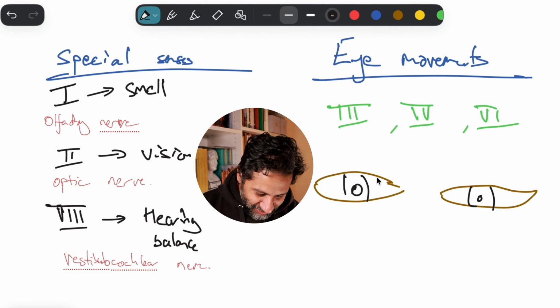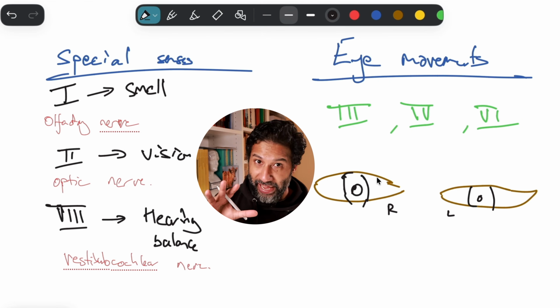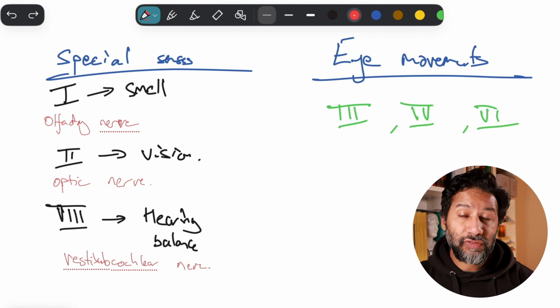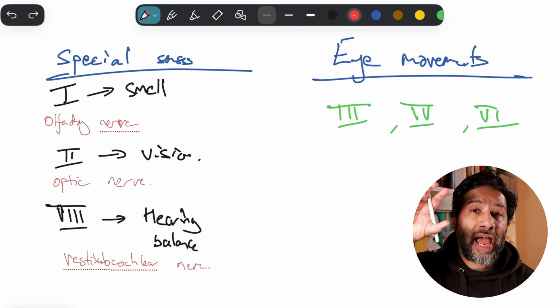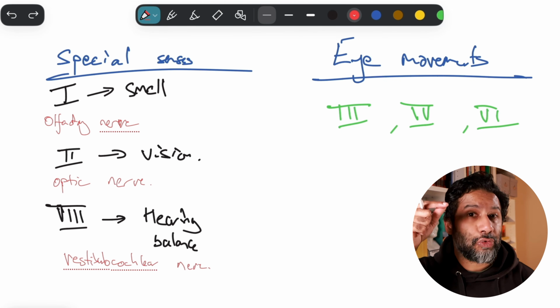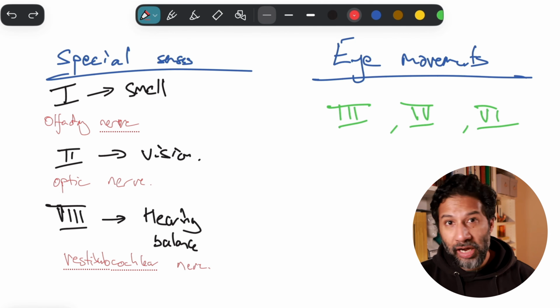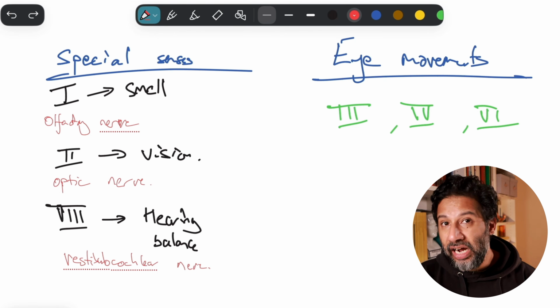I love it. Okay, so we've got eyes here, and I'm just going to label this as right and this is left. So this is the patient looking out at you. So what do these nerves do? They do the eye movements. They actually control the extraocular muscles, and these are the muscles around the eye to move the eyes, and they work in perfect harmony in unison to get the eyes to move.